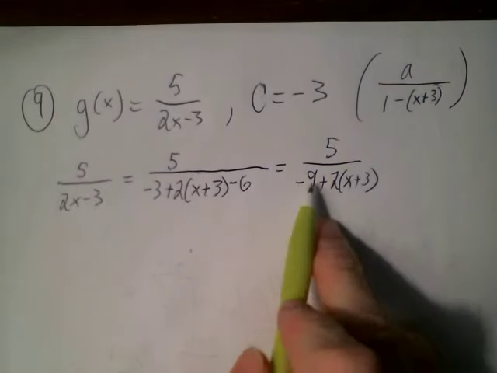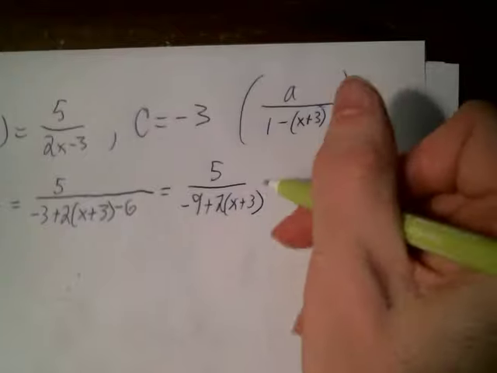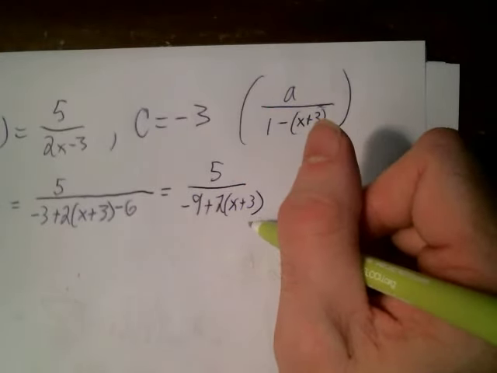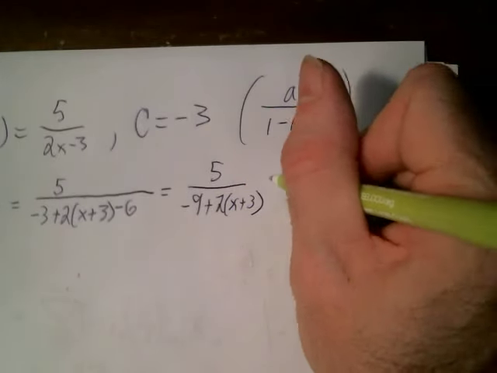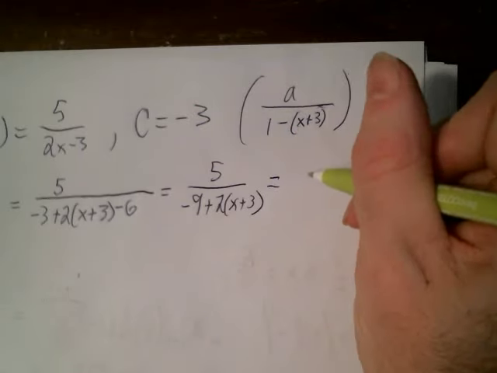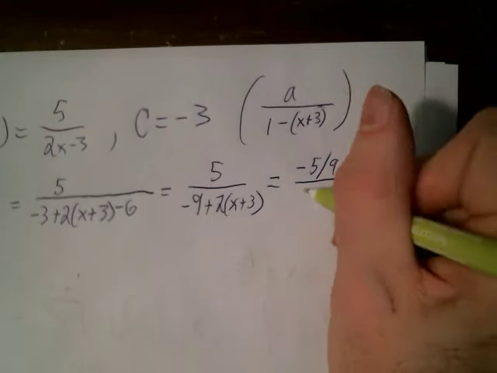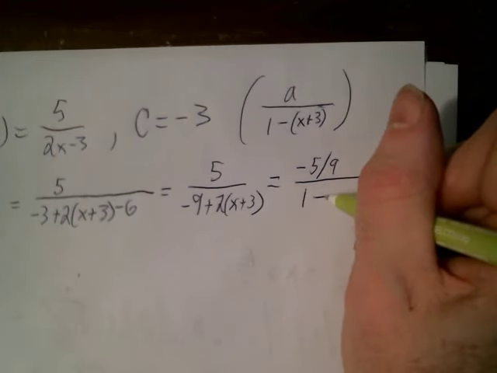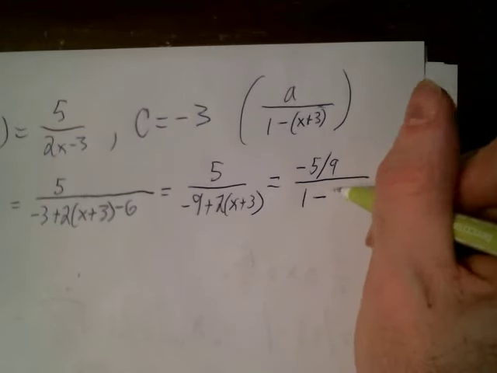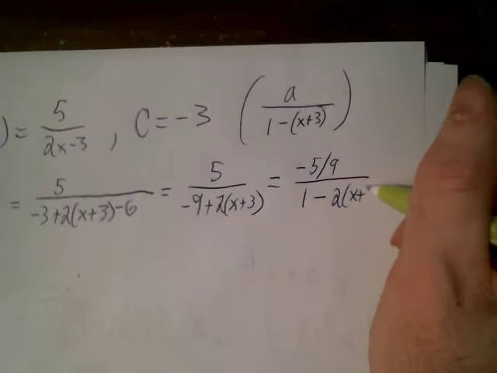Okay, I still need a 1 in this leading position, so I can factor out a negative 9 from the denominator, and I can move that into the numerator, so negative 5/9 all over 1 minus 2 times x plus 3. Okay?